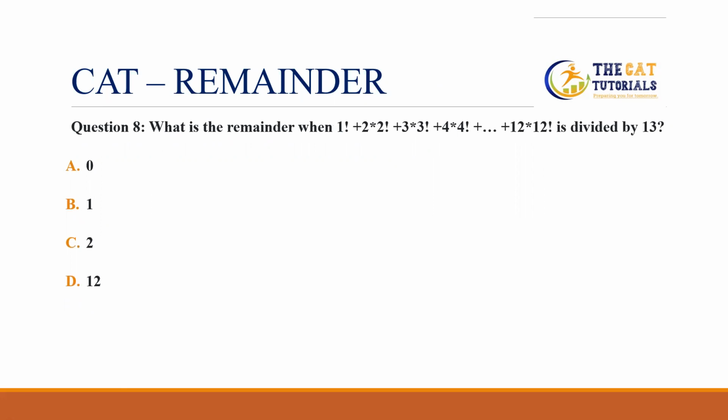The question is, find the remainder. This one is a very good question, and all of you have to concentrate on this. What is the remainder when 1 factorial plus 2 into 2 factorial plus 3 into 3 factorial plus 4 into 4 factorial, up to 12 into 12 factorial, is divided by 13?